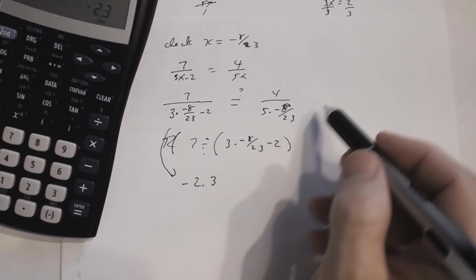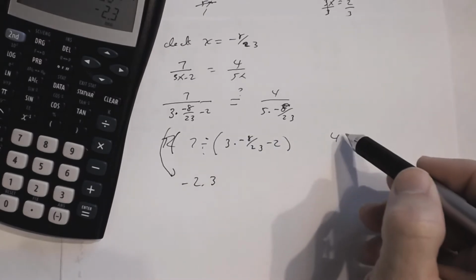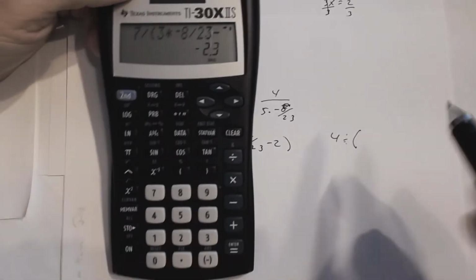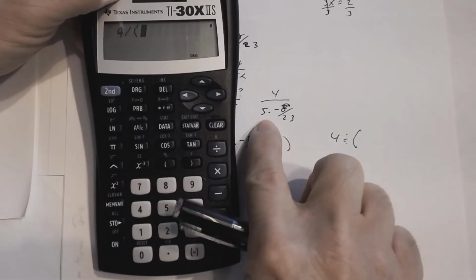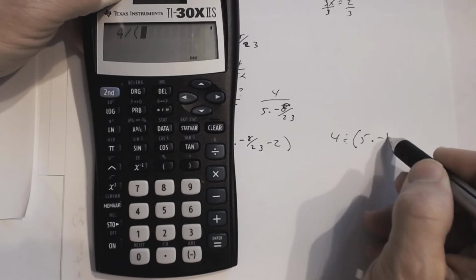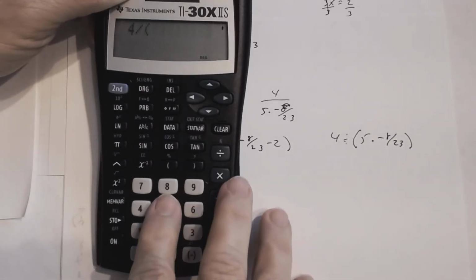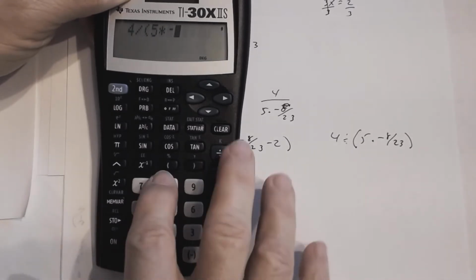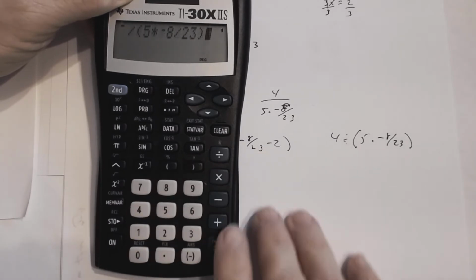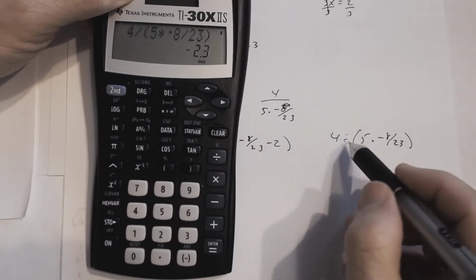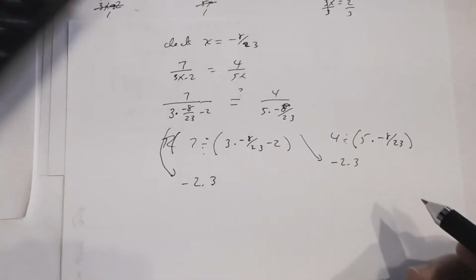Let's look at this one now. On this one, let's do the same thing. So I'm going to say 4 divided by parentheses, and then 5 times negative 8 divided by 23, and then close the parentheses, press equal, and you get the same thing. Okay? So both of those are equal to negative 2.3.